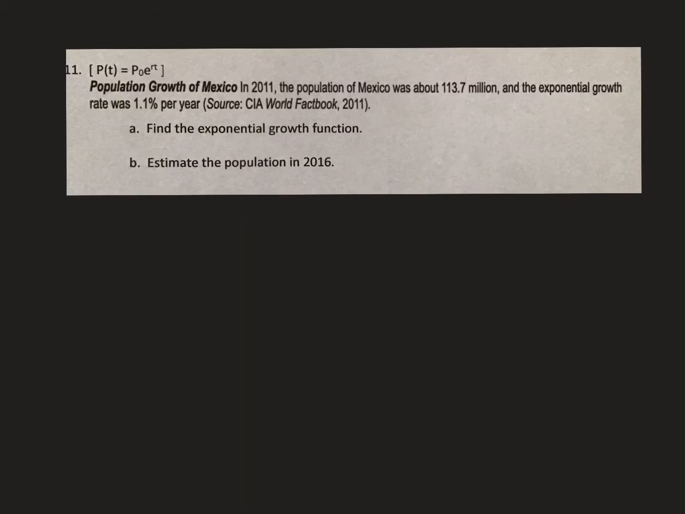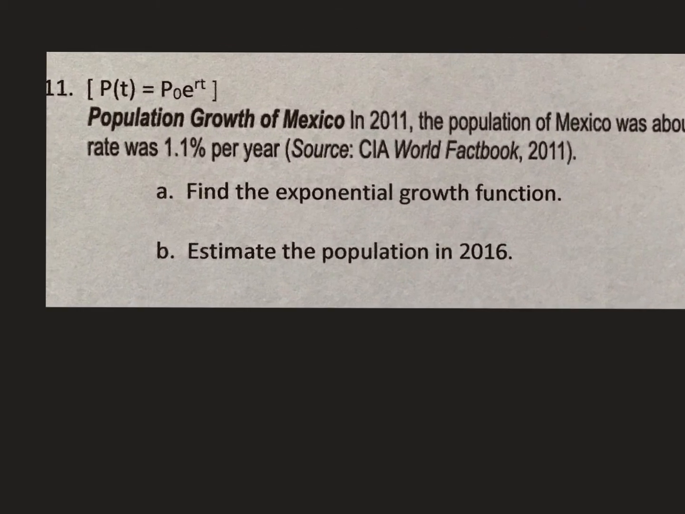Okay, number 11, population growth of Mexico. And if you look at it real closely, I'll make this bigger for you. The formula is right here, and the formula will be on your test also. It is right there. I don't know how you can miss it. P of 0 means the population you start with. E is just the number E. R is the rate it's growing, and T is time.